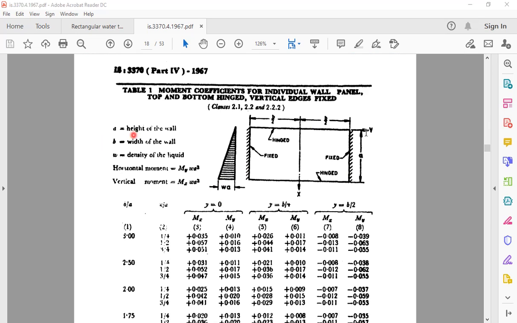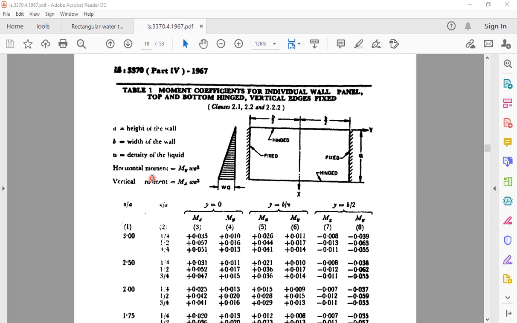So here A is the height of the wall, B is the length of the water tank, and W is the density of the liquid. So we have two moments here: one is the horizontal moment and another is the vertical moment. The horizontal moment is My into W into h square. Sorry, h cube, here it is A cube.